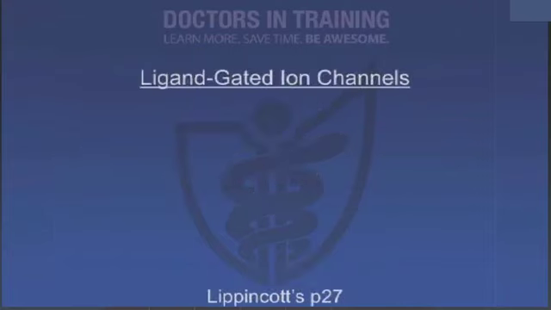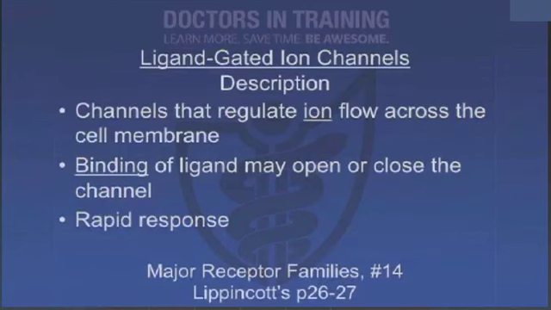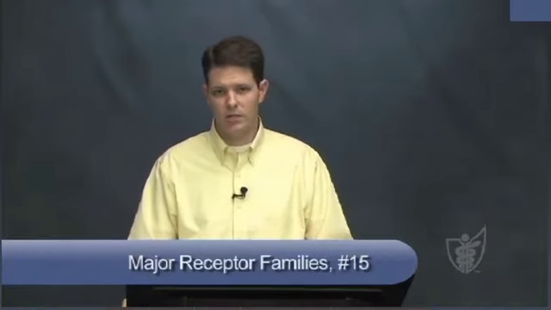So the first type of receptor we're going to look at is ligand-gated ion channels, and this is on figure 2.2a. These are ion channels that regulate ion flow across the cell membrane. And the binding of the ligand may open or close the channel. And usually these channels have a fairly rapid response. It only lasts a few milliseconds. Some examples of this type of receptor would include the nicotinic receptor, in which acetylcholine comes in and opens up the channel and allows sodium to flow into the cell, and that generates an action potential.